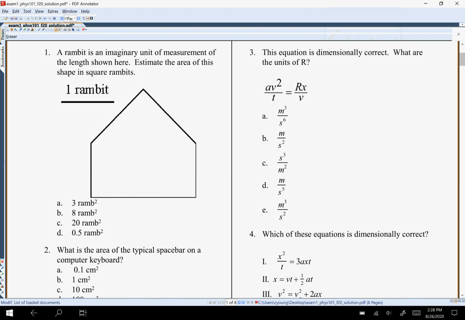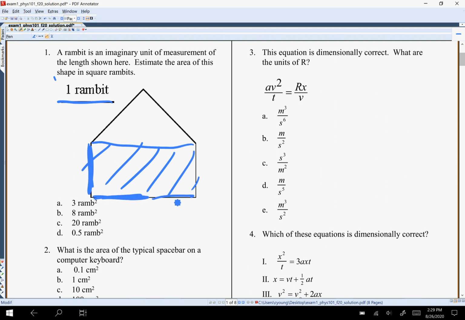Okay, well, you're going to have to make this into two pieces. One is this piece right here. And if this is a rambit, then this is going to be one rambit. That's about one rambit by about two rambits. So this rectangular shape is going to have an area of two rambits. So we can get rid of immediately D.